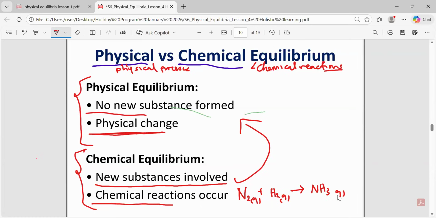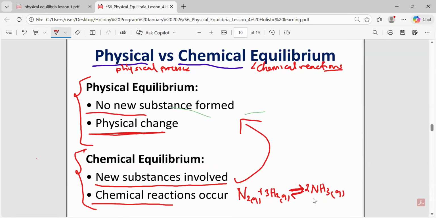Ammonia gas. We need to learn how to balance. When we balance, we have a 2 and then a 3 here, isn't it? So, is it a full arrow or a reversible arrow? It's a reversible arrow, yeah? Okay.